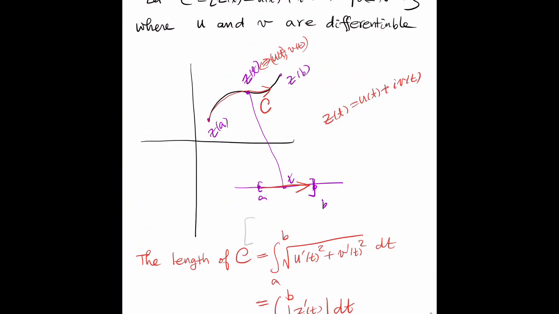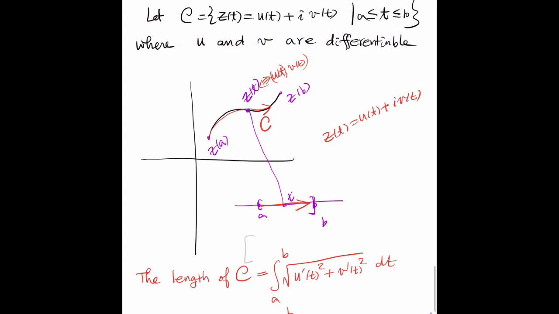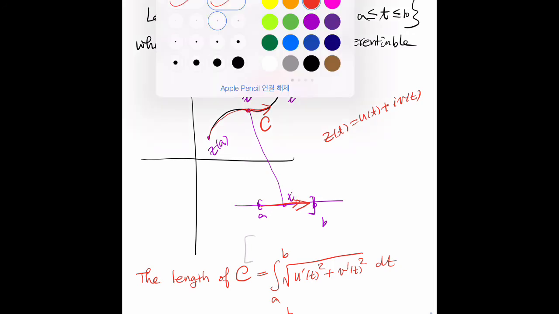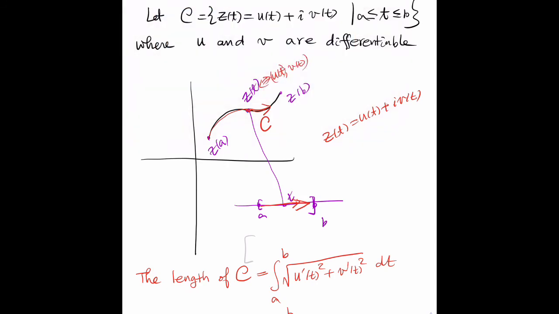And also here, when t moves this way, the curve moves this way, and you can also consider the derivative. You can also consider the tangent vector. Tangent vector is just what? z prime(t), right? This is your tangent vector, and this is just the modulus of the tangent vector to the curve C.